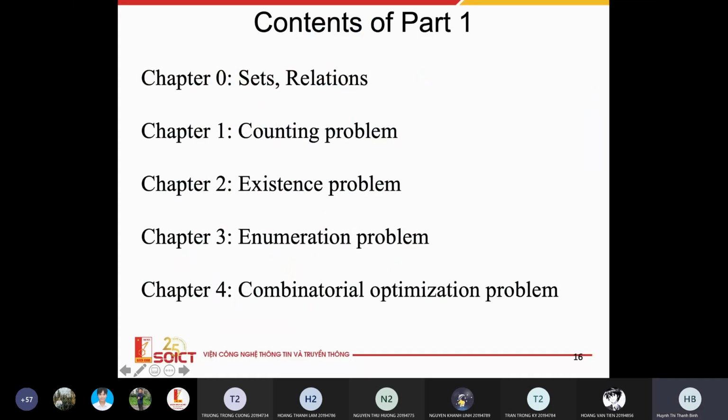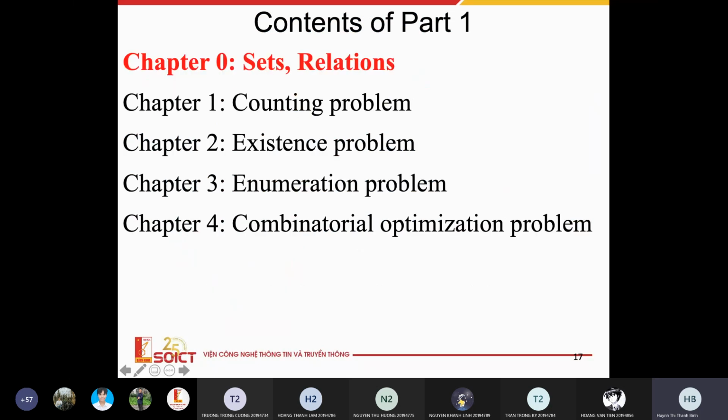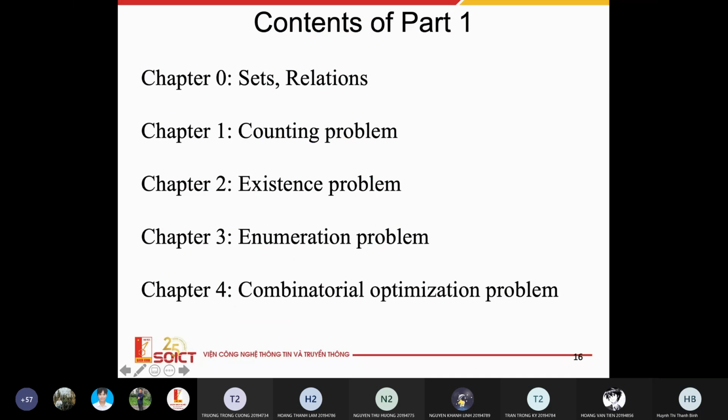And next we go to part one, combinatorial theory. There are four main problems: counting problem, assistant, enumeration, combinatorial optimization problem. But first we need to discuss chapter 0. We define some definitions.